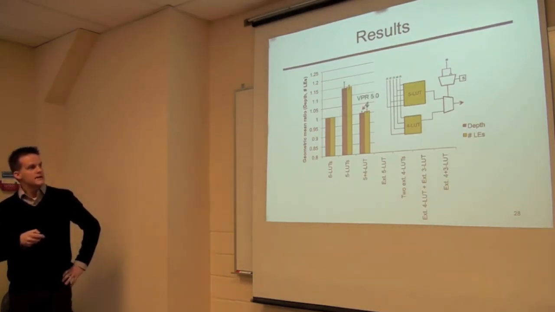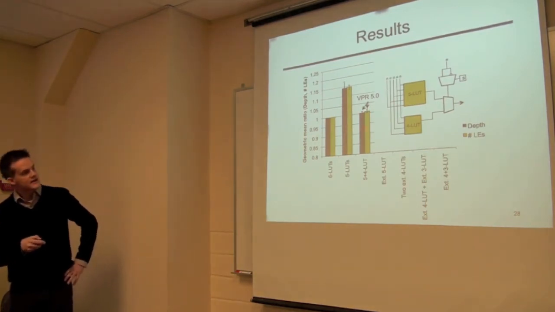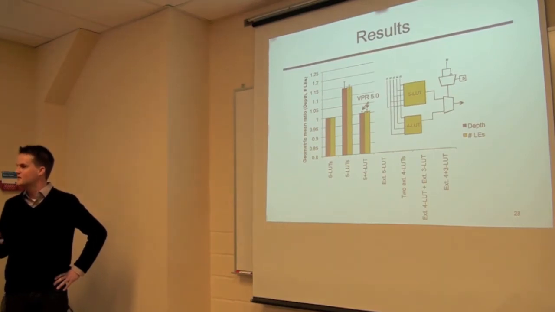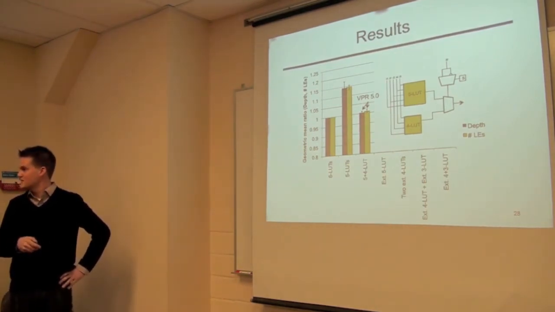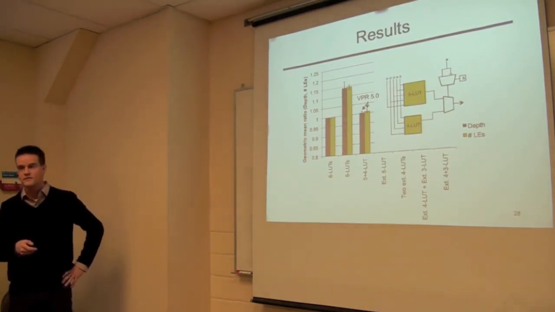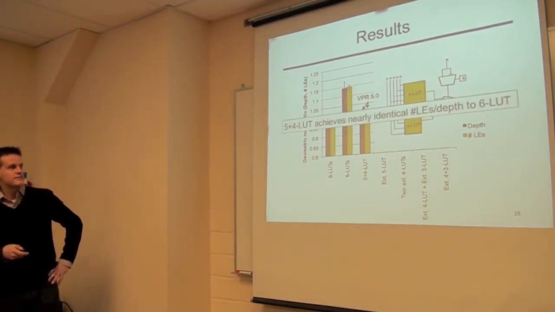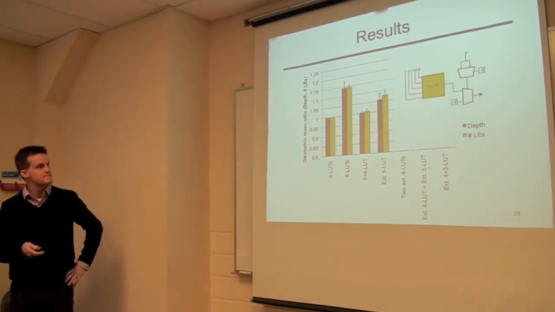The VPR5 circuits were a little bit worse from the depth and logic elements perspective. You can't actually see the bottom of the bars, which is the MCNC circuits. It was virtually identical to 6 LUTs for the MCNC circuits. Again, the VPR5 circuits were pre-synthesized with Altera Quartus 9.1. So 5+4, you get nearly identical depth and number of LEs to 6 LUTs.